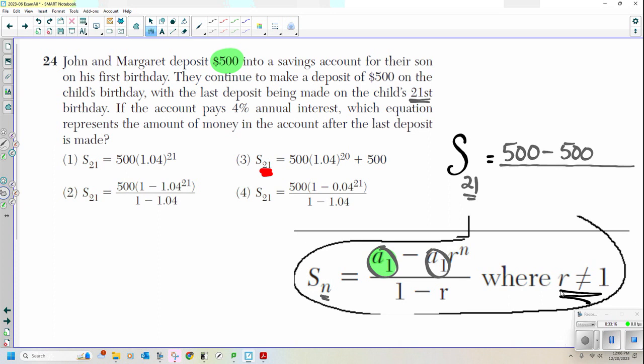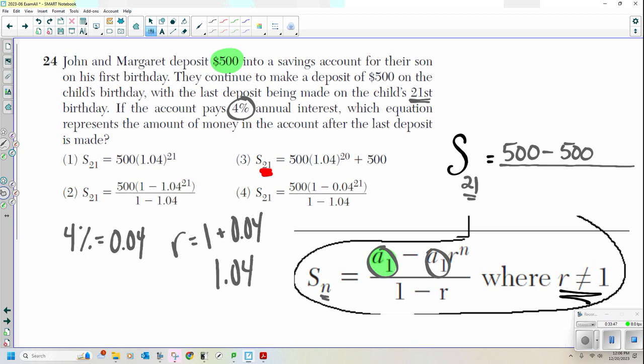Now, we have r here. r is the rate. We are going to take r as 1 plus the percentage, but I want that in decimal form. 4% is the same thing as 0.04. So let's put that right here, 0.04. When I combine those, it's 1.04. That's the number that's going to go in for this r right here, and this r.